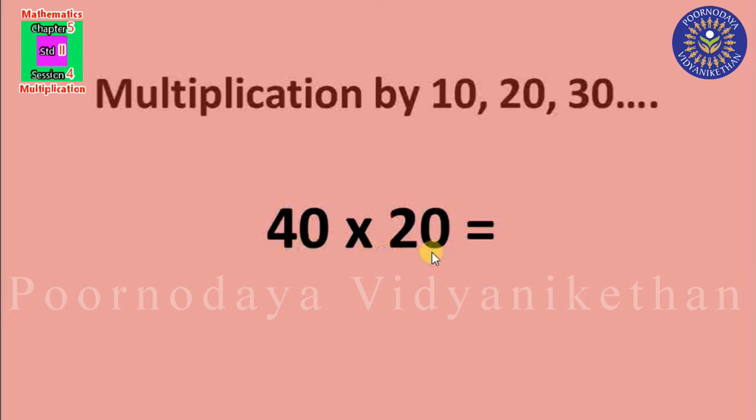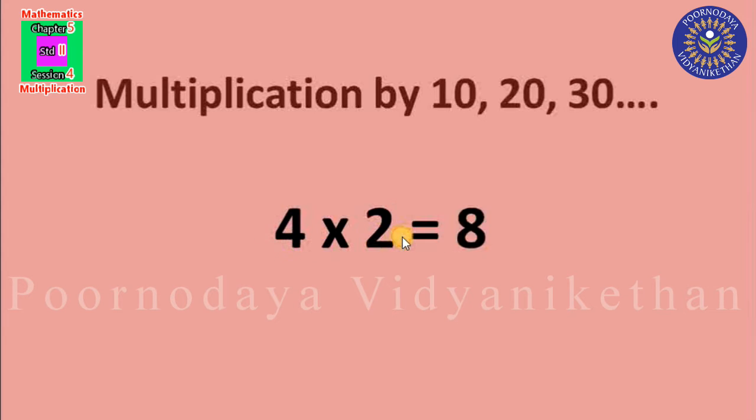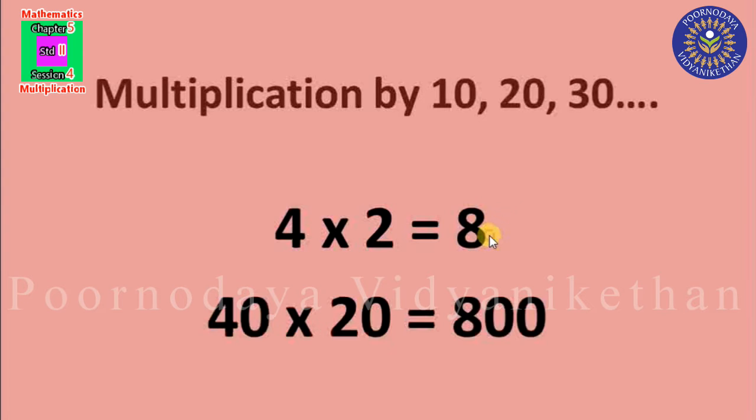Clear? Then one more example. 40 into 20. Here both of these numbers end with 0. So what you have to do? First you have to multiply 4 into 2. What is 4 into 2? 4 2s are 8. Then what you have to do? Yes, put the two zeros, 0 of 40 and 0 of 20. Put two zeros at the end of this 8. Clear? Now you got 40 into 20 is equal to 800.